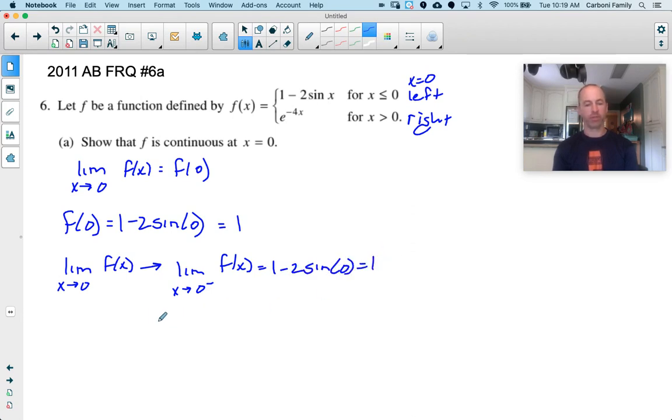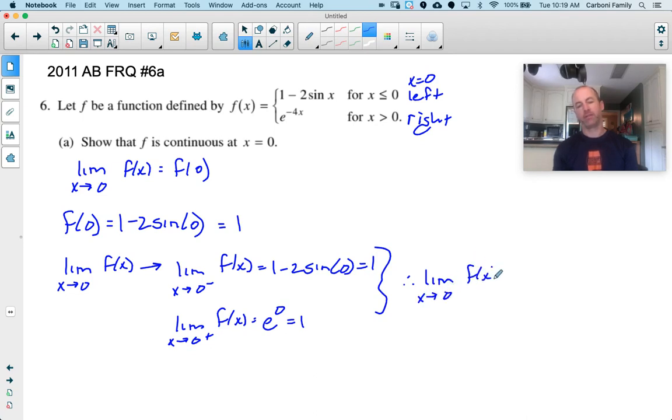Now I'm concerned about the right side. Limit as x approaches 0 from the right. And the right side of f of x is e to the negative 4x, so that will be e to the 0, which is also 1. And so with that, I can state that the limit as x approaches 0 of f of x is equal to 1, and that is also equal to f of 0.